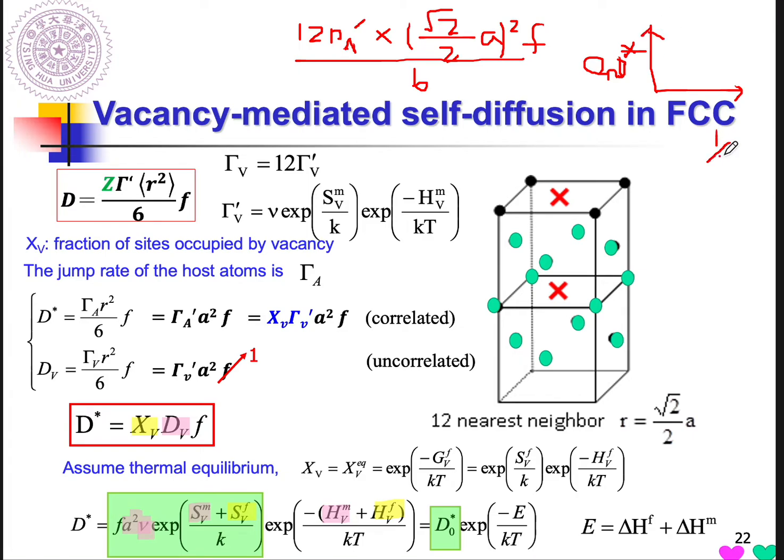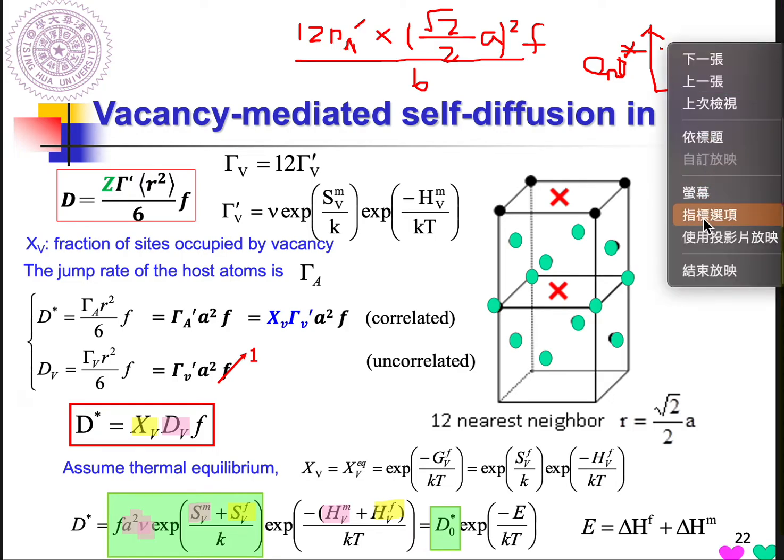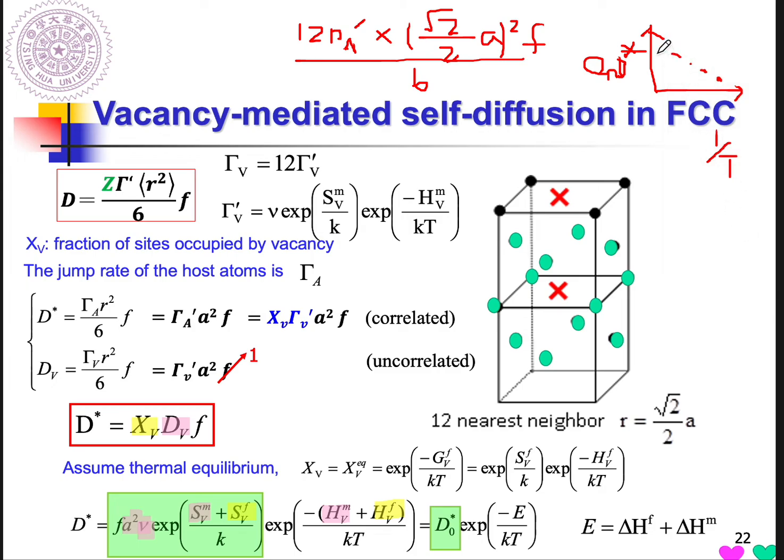1/T. Then you have 5 data points, right? So 1, 2, 3, 4, 5. Then the slope, you got a slope. So maybe I can draw. Then the slope will be what? We got the fitting, the slope will be negative E divided by K. So K is a constant, so I can get the E.